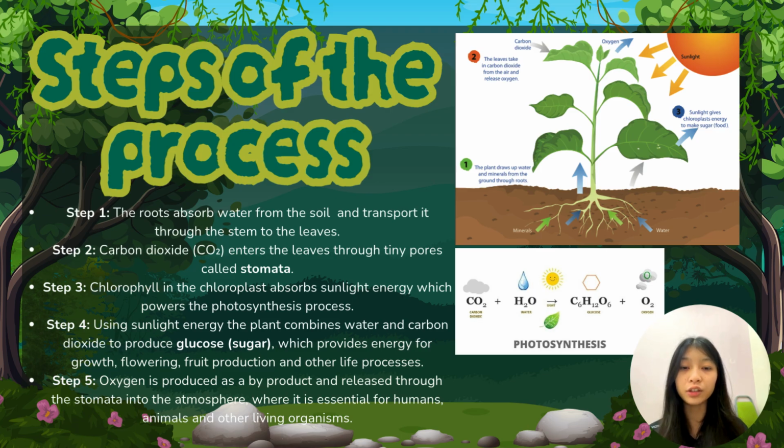The overall photosynthesis equation can be summarized as carbon dioxide plus water, in the presence of sunlight and chlorophyll, produce glucose and oxygen. This equation shows how plants convert light energy into chemical energy stored in glucose. The glucose is either used immediately for energy or stored as starch for future use. Next, Gwen will explain why photosynthesis is so important.